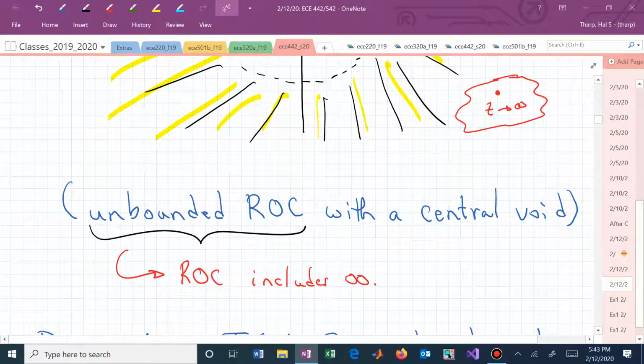Pattern 1, then, if you needed to somehow describe it verbally, you might say, oh, it's an unbounded region of convergence with a central void. And that void is a very specific geometric shape. You take a drill and you drill a hole where the drill bit is large enough to include all of the poles that are interior to the region of convergence. That's the void that you're creating in the region of convergence.